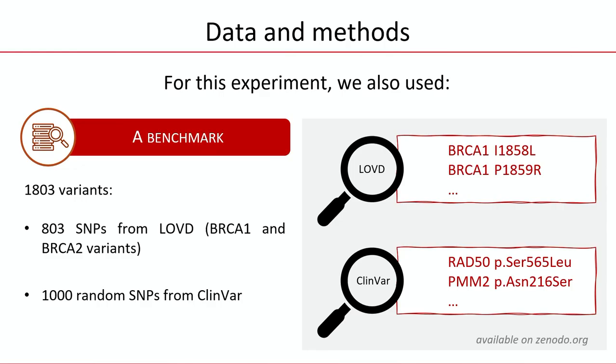We also used a benchmark. The benchmark that we are using is based on two benchmarks. One is based on the LOVD database, with BRCA1 and BRCA2 variants, so we have 800 single nucleotide polymorphisms. The second is a random selection of 1,000 single nucleotide polymorphisms from ClinVar. On the right of the screen, you have a few examples of the benchmark, and the whole benchmark is available on Zenodo.